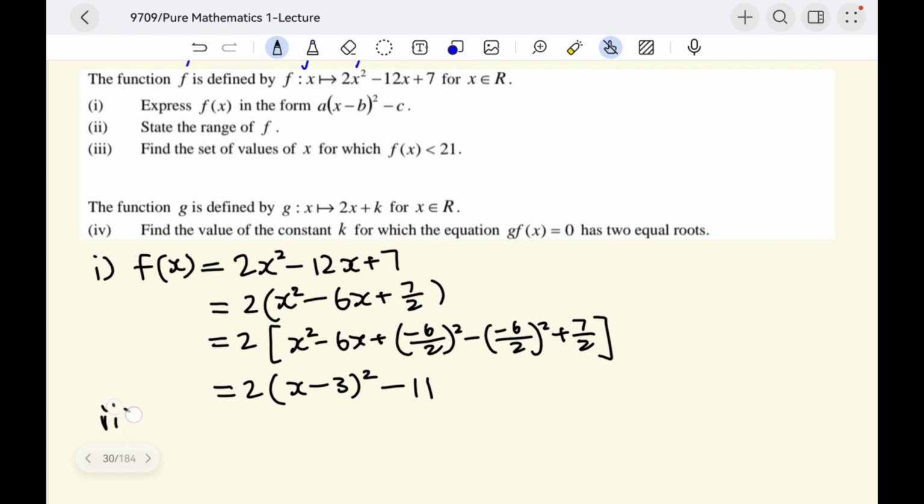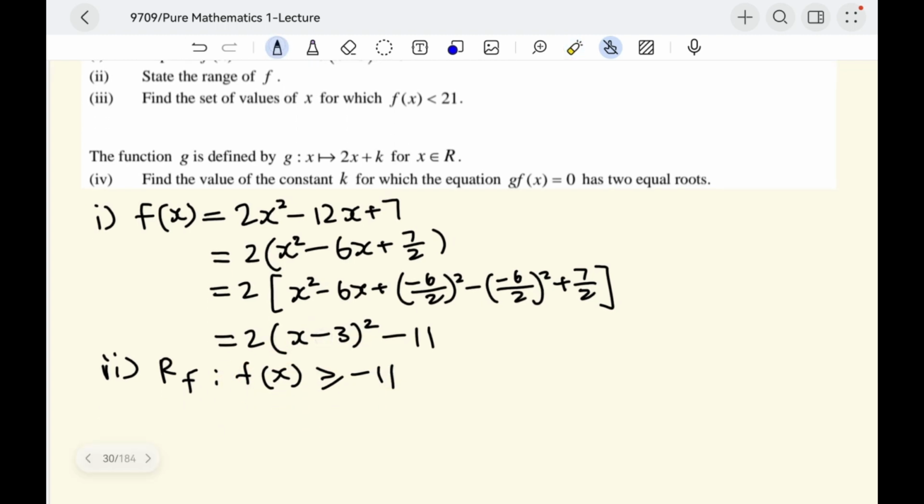So let's take a look at the second part. What is the range of f? Actually the range of f is greater than or equal to negative 11, since your a is positive, which means this quadratic graph has a minimum point. The minimum point is (3, negative 11), and the range of f of course is greater than or equal to negative 11.